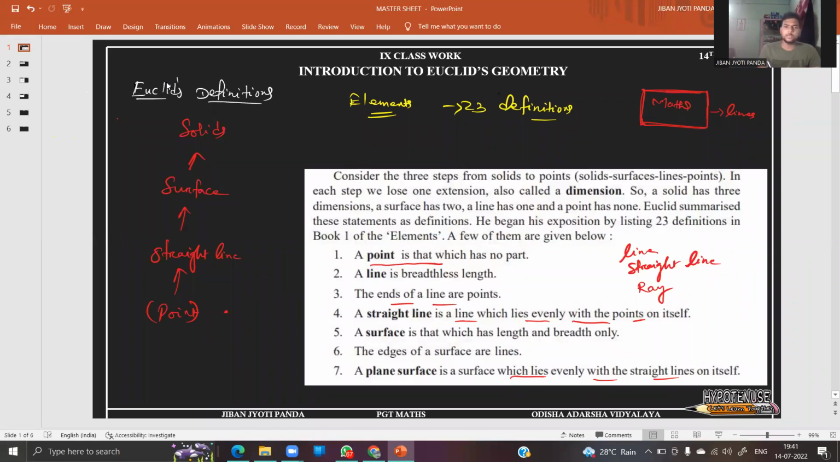A point has no dimension, you all know, no dimension it is having. A straight line is one dimensional.